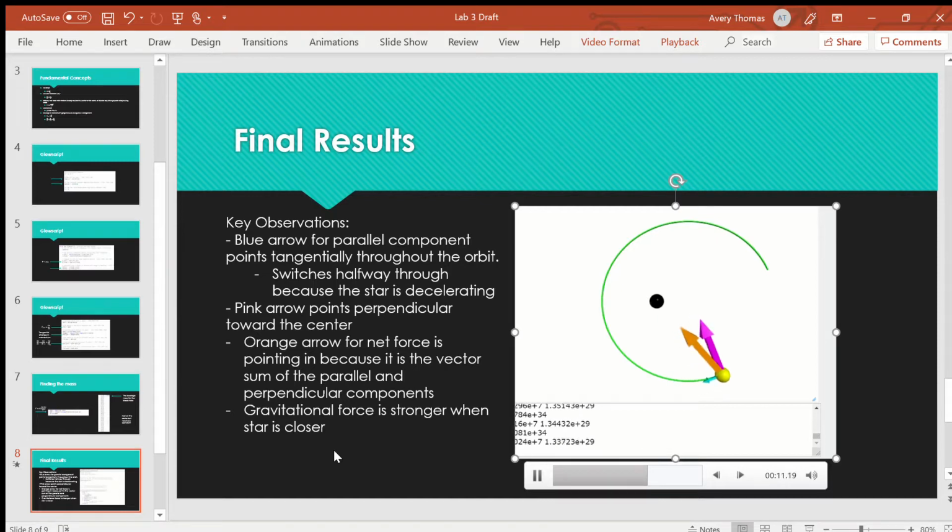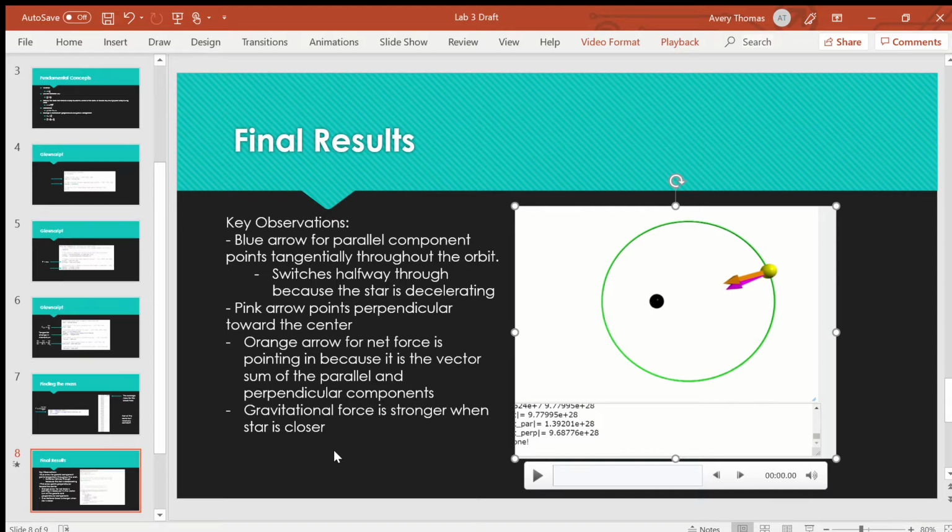The blue arrow represents the parallel component of the force and points tangentially throughout the orbit. It switches its direction halfway through the orbit because the object goes from accelerating to decelerating due to its displacement from the black hole. The pink arrow represents the perpendicular force and it points inward, perpendicular to the kissing circle of the orbit at any given location.